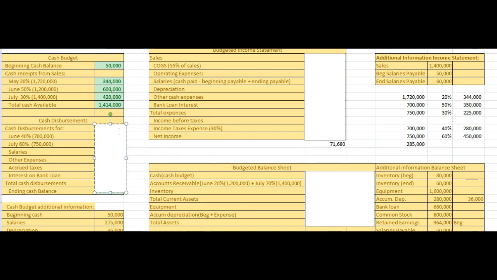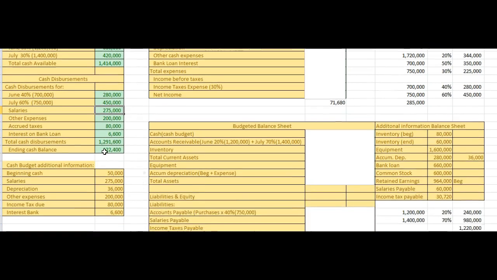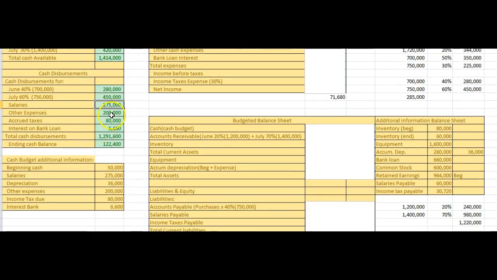Now we're going to do the disbursements, just like we did in the other one. In this one, we show our disbursements, what they are. We show what our salaries are, and these are given down here at the bottom. We show other expenses. We show the accrued expenses, the interest. So this is our total cash disbursements. Now I want to know what my ending balance is. So I'm going to take the available and subtract the disbursements and come up with 122,400.